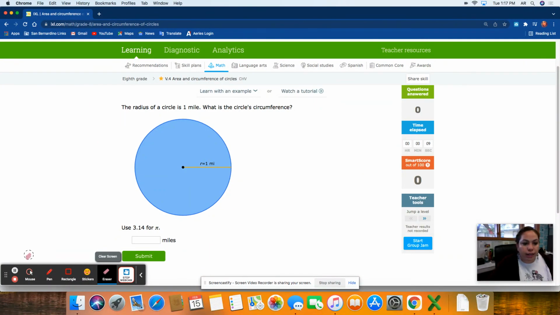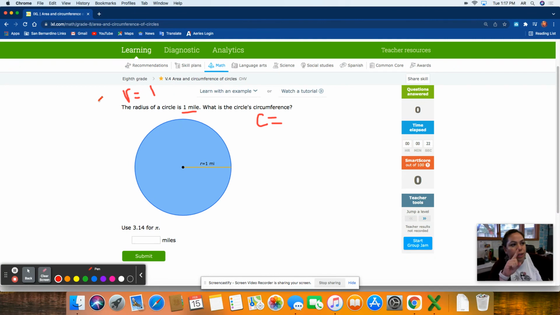All right, this one says the radius of a circle is 1. So radius is 1, R equals 1. What is the circumference equal to? So on the board again, we're going to look at which of the formulas, 1, 2, or 3, is going to fit into our question. So I have C and I have R. So C equals, I'm going to use the second formula. C equals 2 pi R. Now we're going to plug in what we know. So what we know is radius is equal to 1.